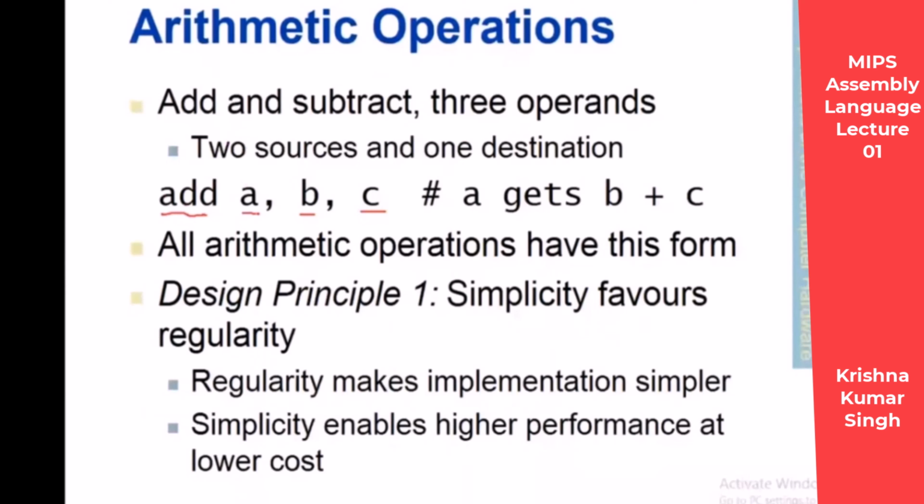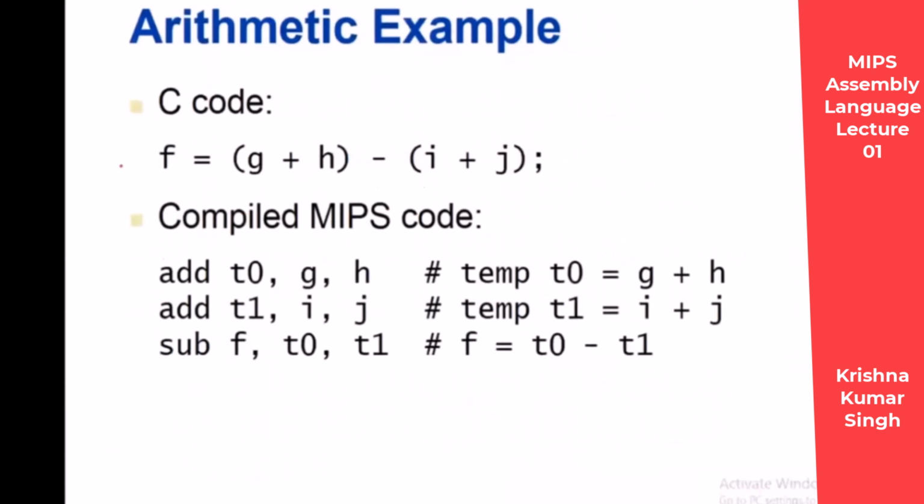There is one opcode and three operands. The first one is the destination, and the second and third are the sources. During the design of the MIPS processor and its language, designers follow some design principles. One of them is this: simplicity favors regularity. Regularity makes implementation simpler, and simplicity enables higher performance at lower cost.